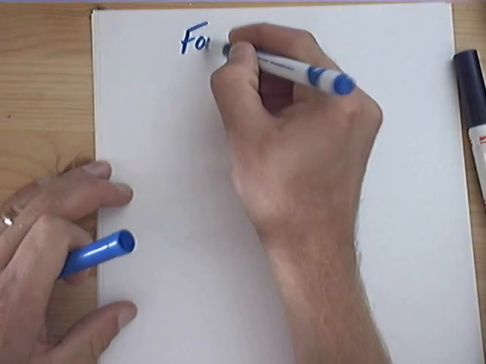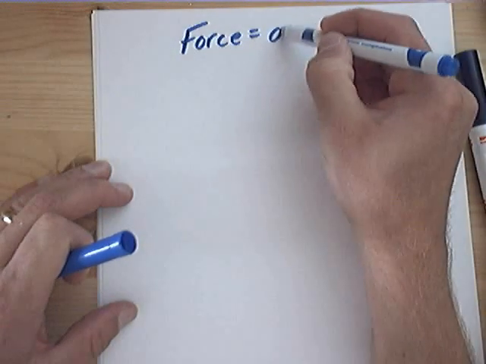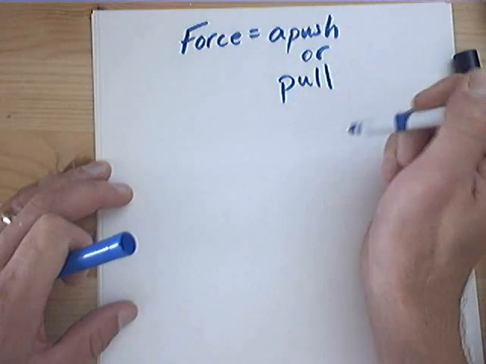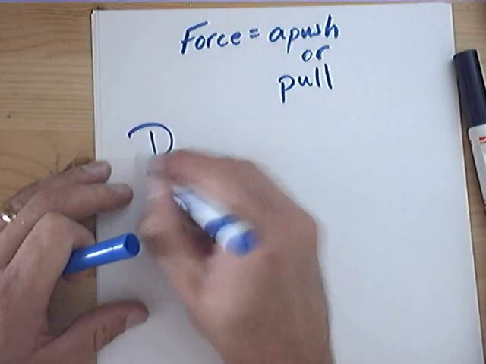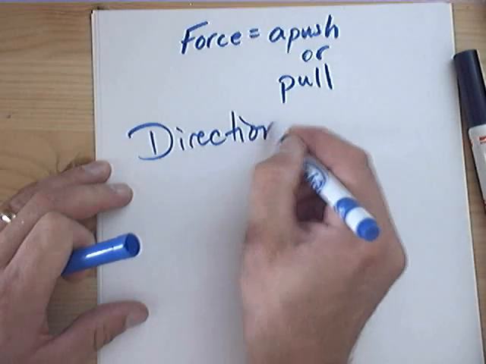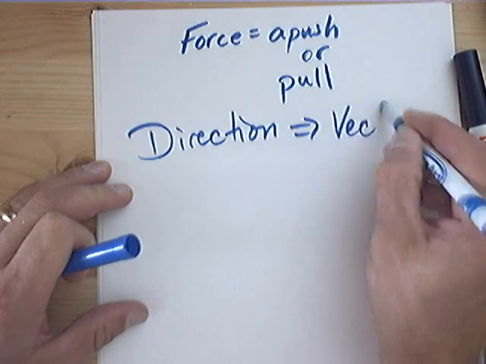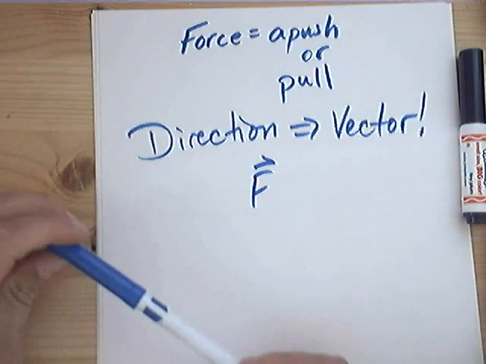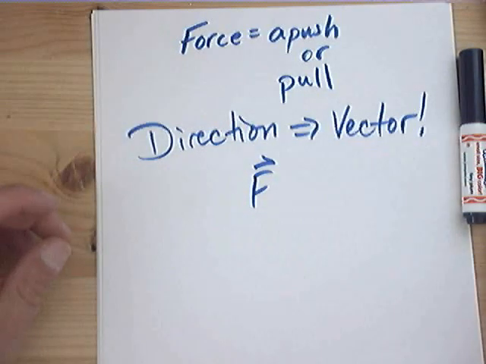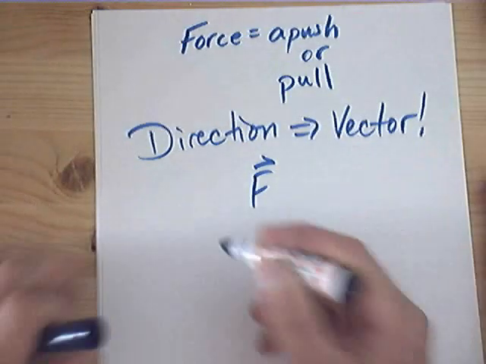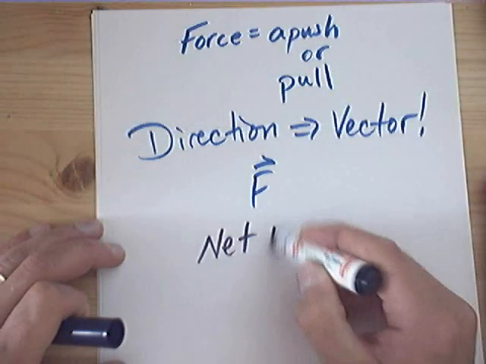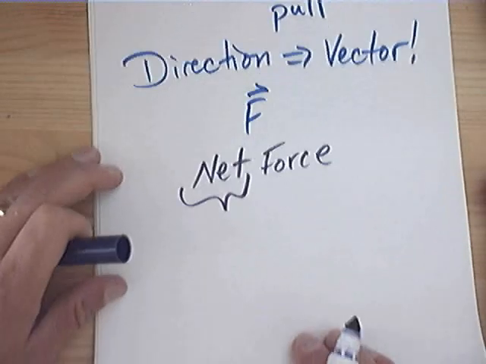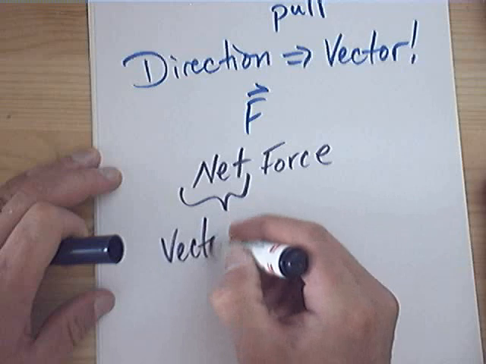A force is a push or pull. It has direction. We all know what that means. Vector. So, a push or a pull in a certain direction. So, let's take a look at that idea of the net force. Net force. Net, the vector sum.